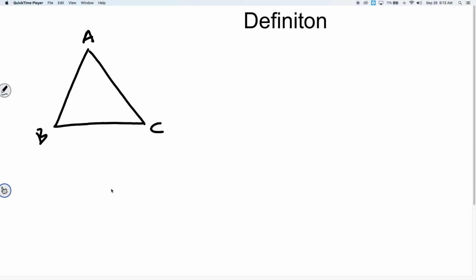Welcome to your favorite class again, Geometry with Mr. Jimenez. And so today we are going to talk about triangles. We finally get to this place. We've been talking about angles and now we talk about the triangle.